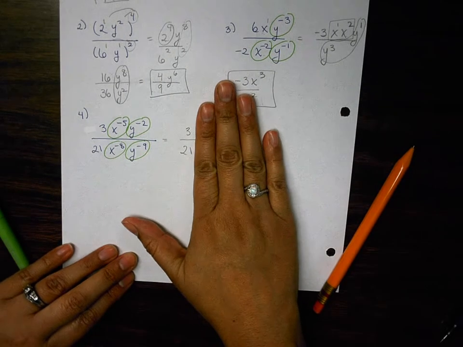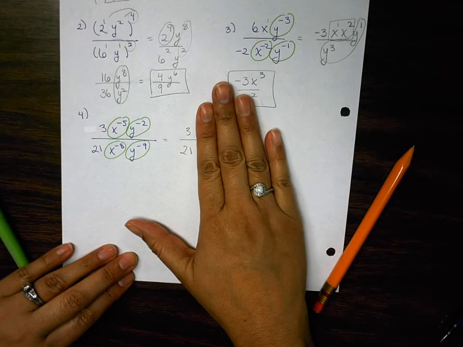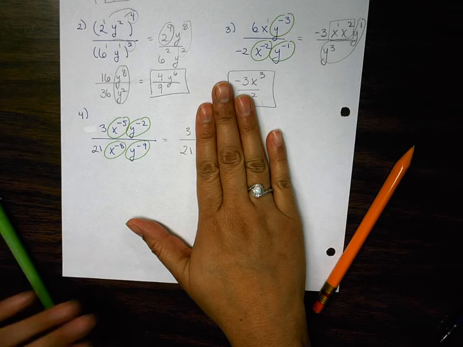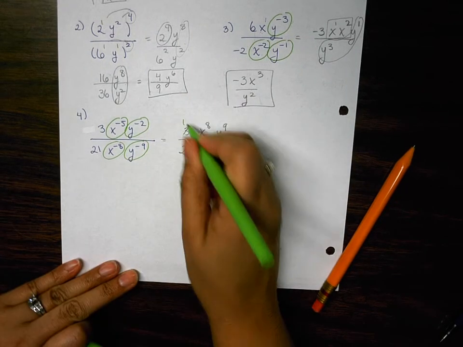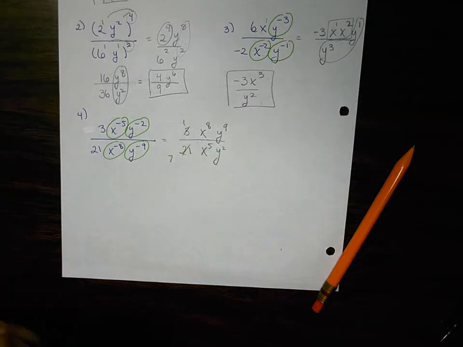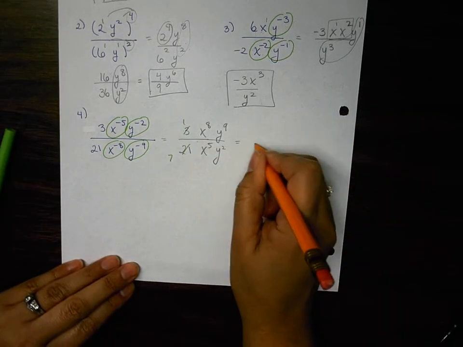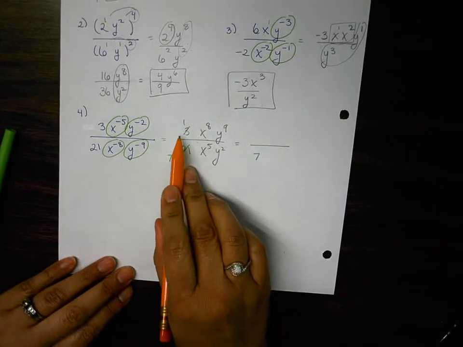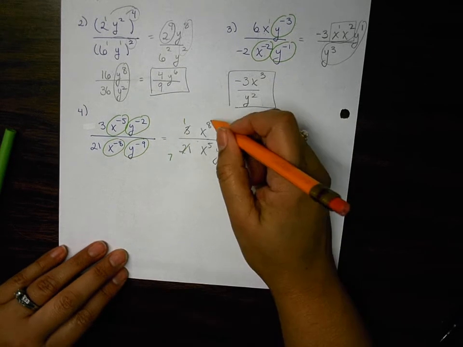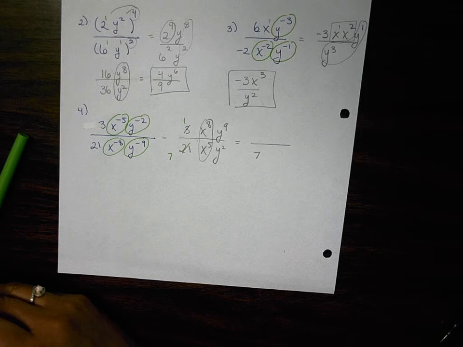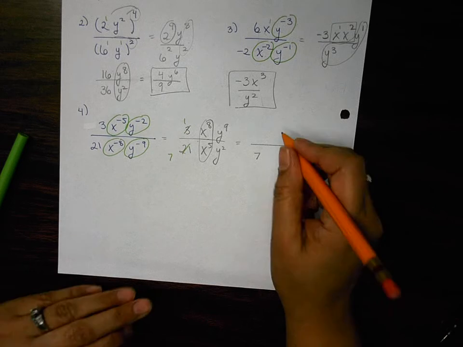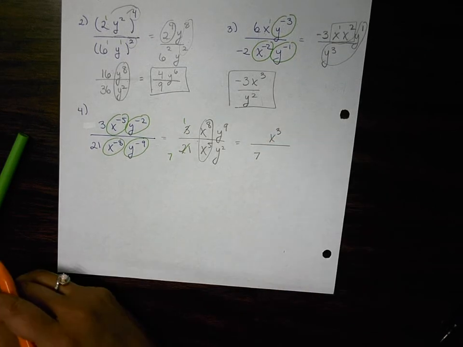3 and 21, subtract or reduce? Reduce. What goes into 3 that also goes into 21? 3. 3 is 1 and 21 is 7. So I have 7 at the bottom. I don't know if I have to put that 1 yet. Let's check the x's. What do I do? Subtract the exponents. 8 take away 5 is 3. x cubed at the top or bottom?